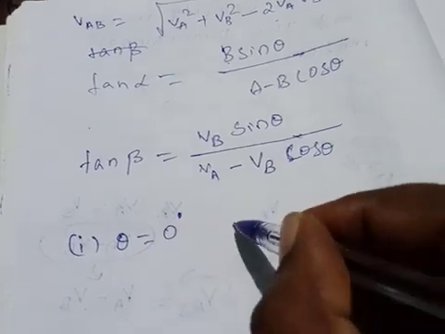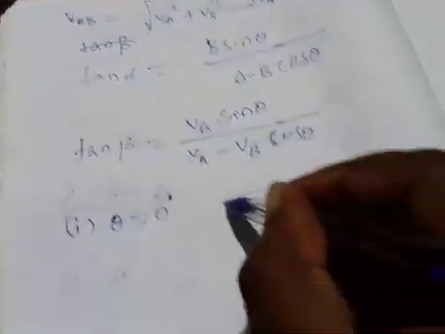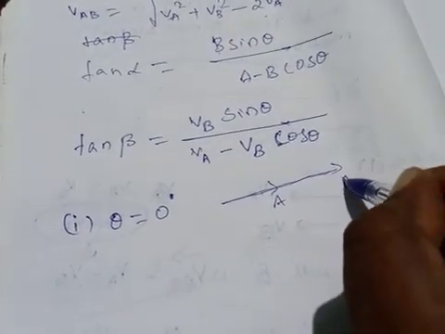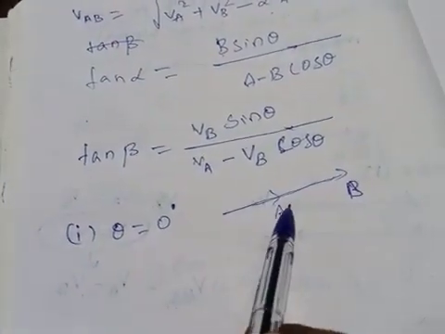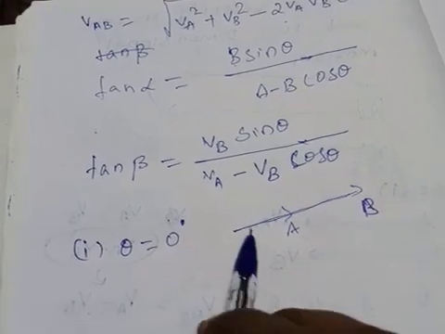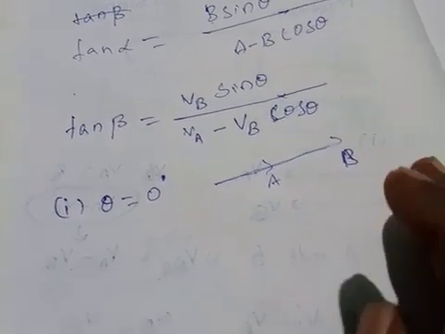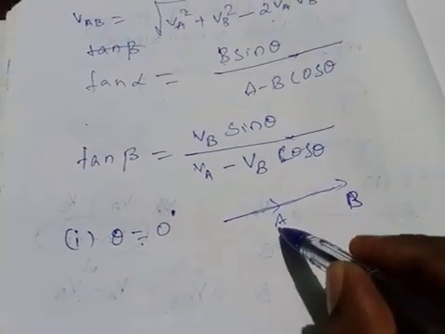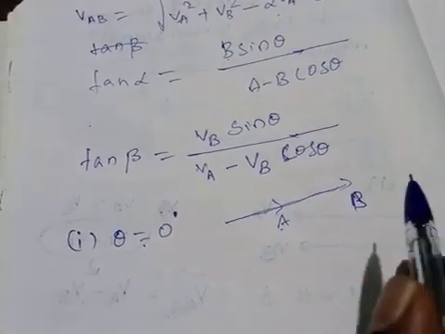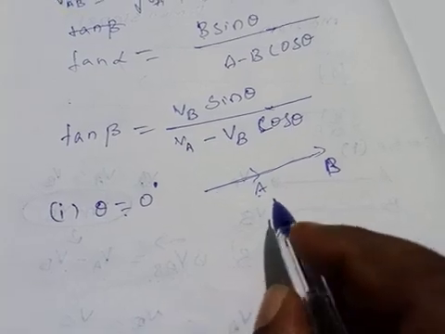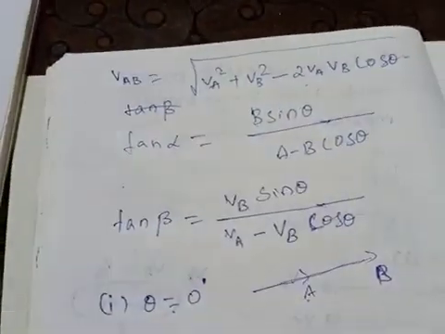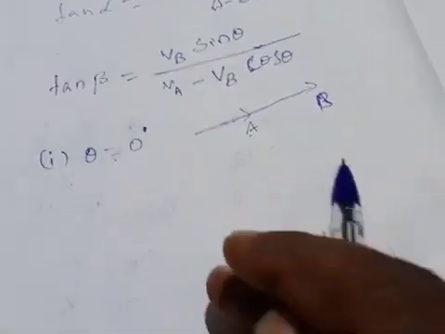Theta equal to 0 degree means both object A and object B are moving in what? In a straight line in the same direction. Now theta equal to 0. You see both A and B moving in the same direction in a straight line. So what will we get in this formula? What direction will we get?